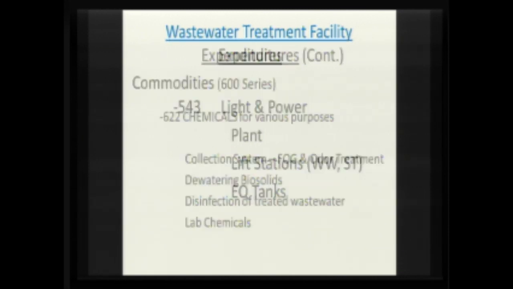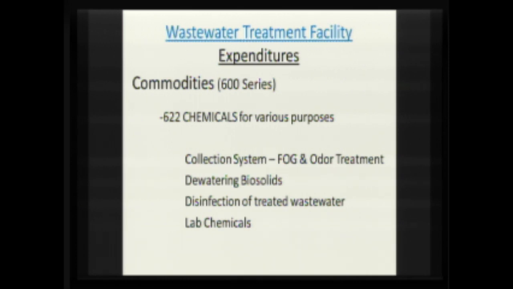Next slide. Our 600 series are our commodities. 622 is a large line item in our budget for chemicals for various purposes. We have a collection system. We use fats, oil, and grease treatment and odor treatment chemicals in our collection system to get away from having problems with grease blockages. We also have to use polymers for conditioning and dewatering our biosolids, the byproduct of wastewater treatment.